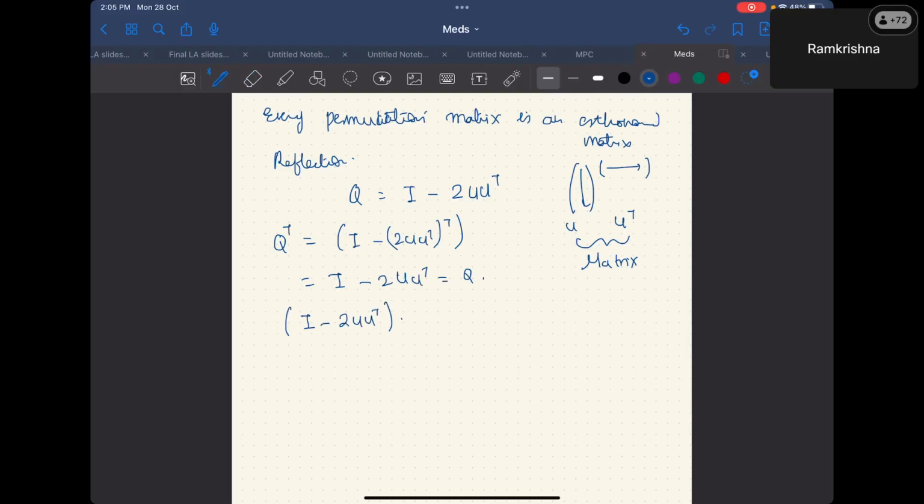1 minus twice U transpose. Again, I do this identity minus twice U transpose. I do those steps. So this will be identity minus 2 times this will be 4u transpose plus, now this multiplies this will be 4u transpose. So I get the identity. Okay, so this is nice.